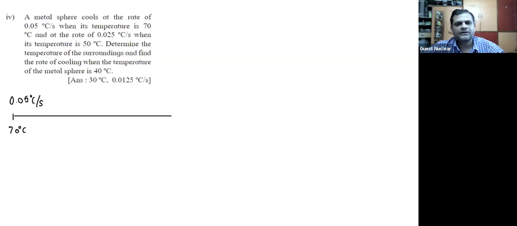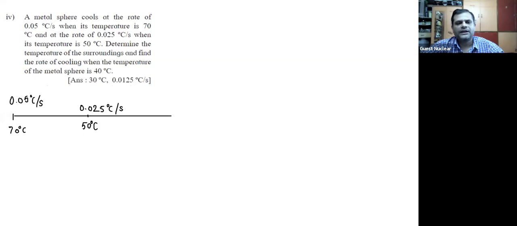After some time, it's observed that its temperature becomes 50 degrees Celsius actually. And at that time, its rate of cooling becomes this 0.025 degrees Celsius per second. So we can just mark it also here in the graph. So the temperature will be 50 degrees Celsius. And at that time, the rate of cooling was actually 0.025 degrees Celsius per second.